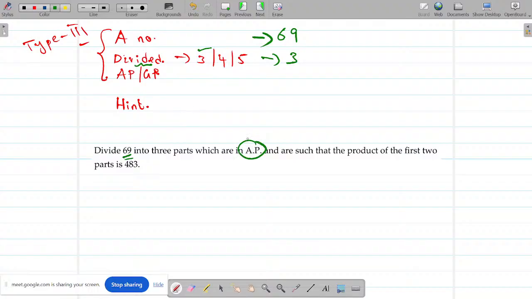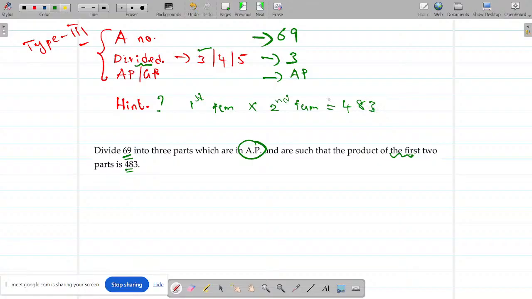It will be clearly mentioned because our syllabus is defined in such a way. We need to have all the ideas, not in-depth concepts. So it falls under arithmetic progression. The hint: such that the product of the first two parts, that is, you take the first term and multiply it with the second term, you get 483.